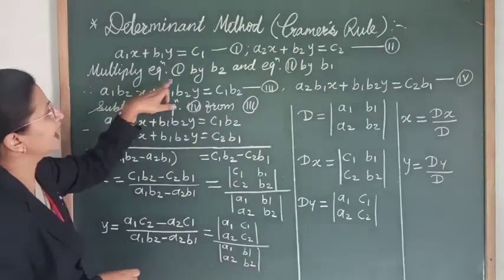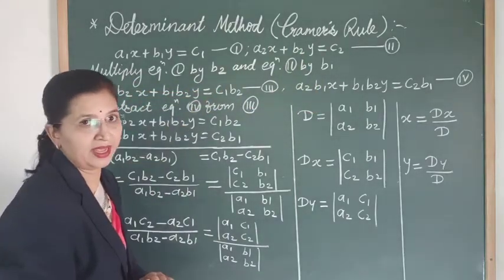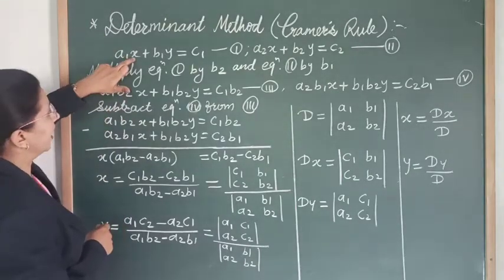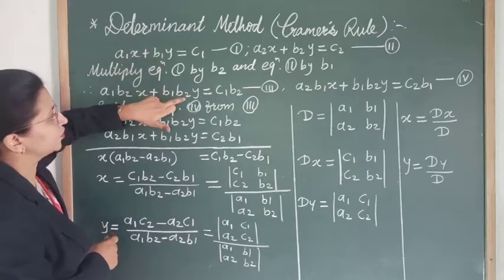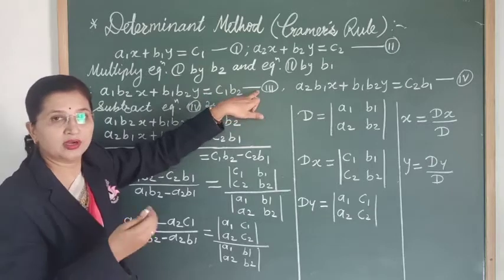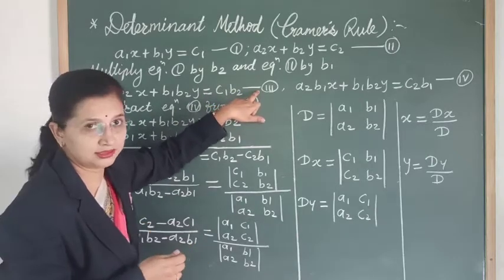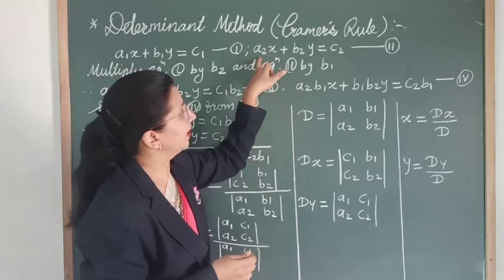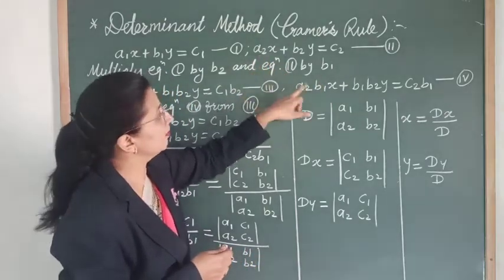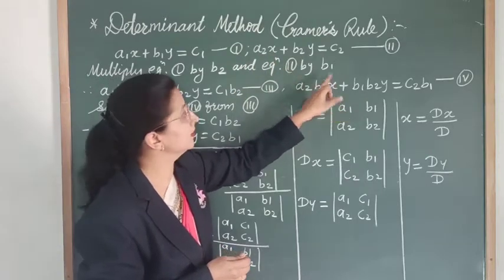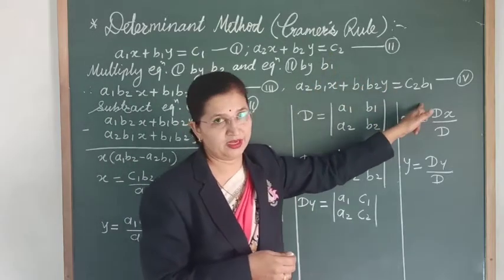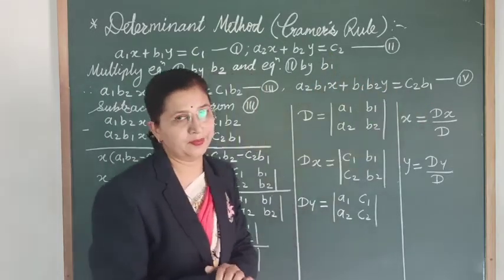So here, multiply the first equation by b2 and the second equation by b1. So let's multiply. Here we get a1 b2 x plus b1 b2 y is equal to c1 b2. Okay, so in this way we got the new equation. Let's give it number 3. Now after multiplying the second equation by b1, we get a2 b1 x plus b1 b2 y is equal to c2 b1. Okay, let's give it as equation number 4.